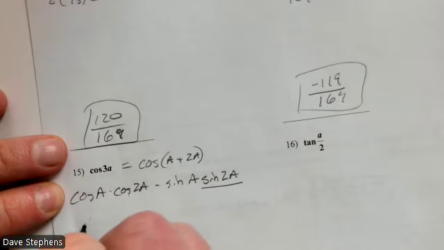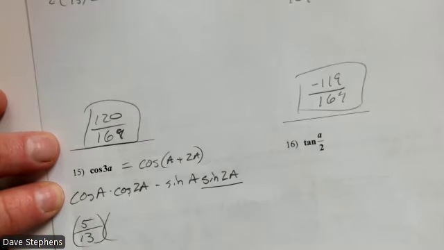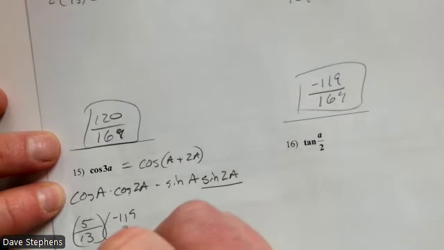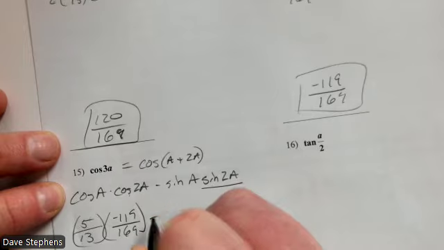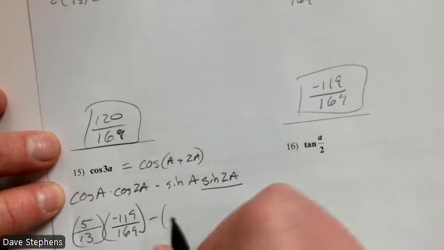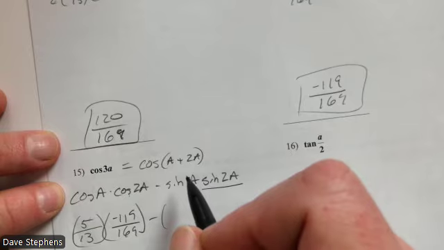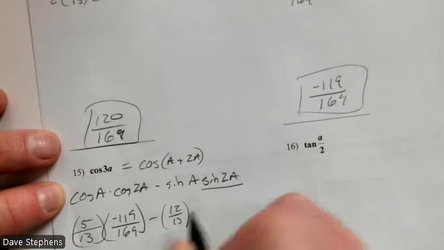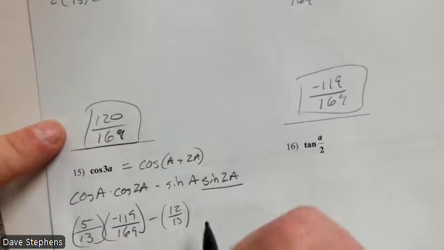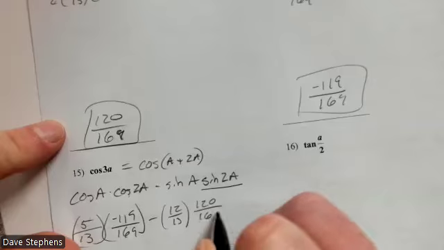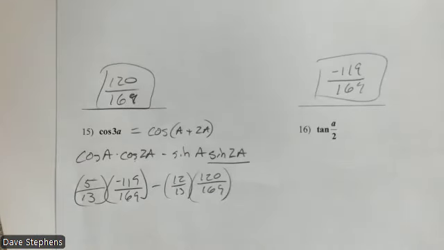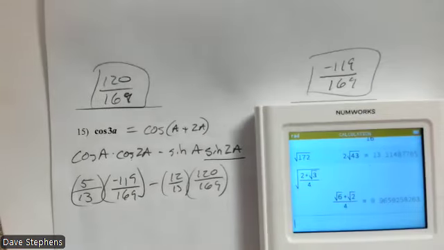Starting with cosine A, we know is 5 over 13. Cosine of 2A, which we just saw, is negative 119 over 169, minus the sine of A, which we know is 12 over 13. Oh, the sine of 2A, we already did all that work. That's 120 over 169. And I might be handsome, but I'm not that good looking. Here we go.